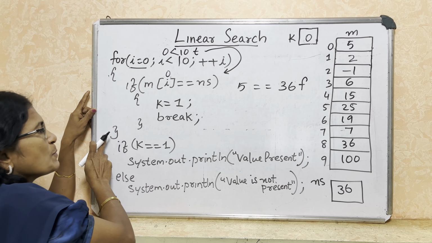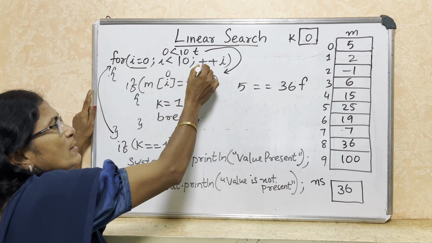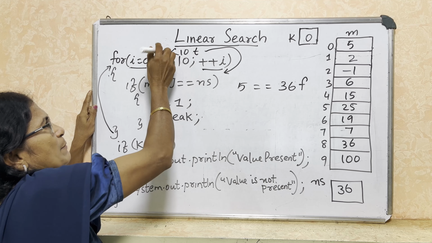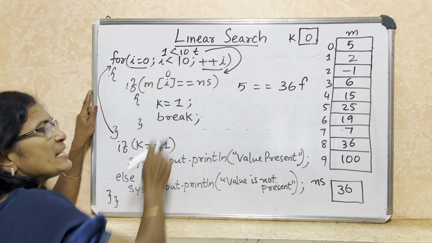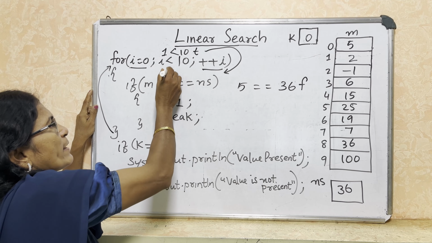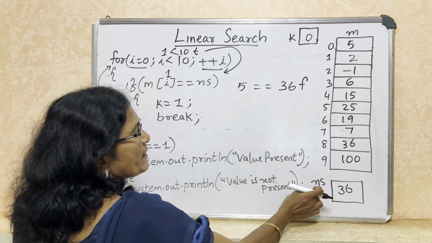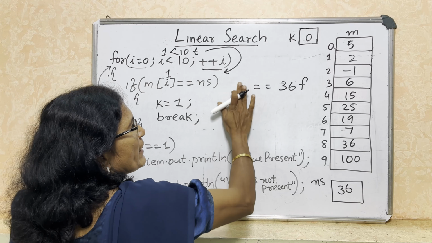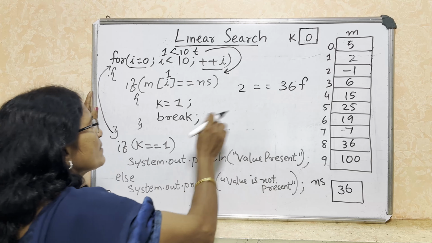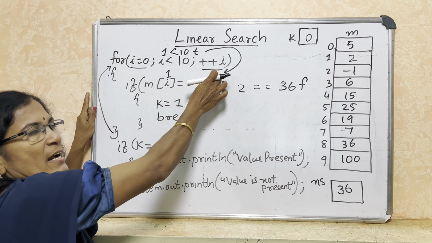As the closing of the loop's body is encountered, control resumes back to the header line to update the loop index variable, plus plus i. Value of i is updated to 1, 1 less than 10. Again control enters into the loop's body. Current value of i is 1. m of 1 is equal to ns, the value in the variable named ns. m of 1 is 2. 2 is equal to 36. Test expression is evaluated to false. So the if block will not be executed, and the loop goes for the next updation.